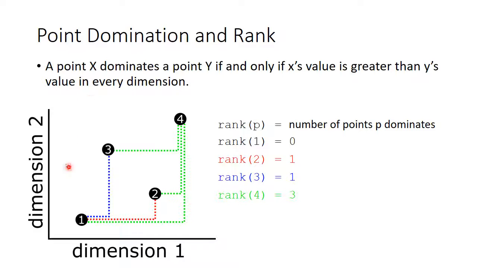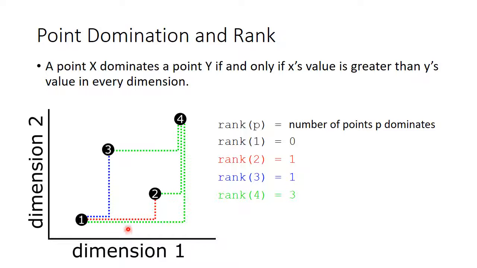You can see that, let's start with point 1. Point 1's value in x is less than every other point. You can tell because it's the furthest point to the left. Point 1's value in dimension 2 is also less than every other point because it's beneath every other point, so to speak.